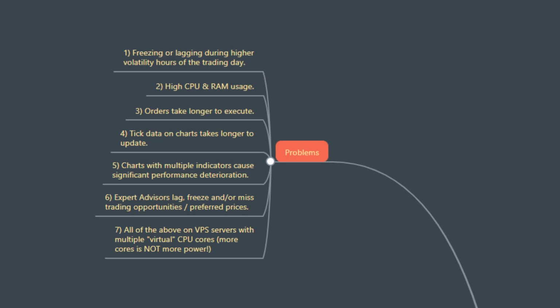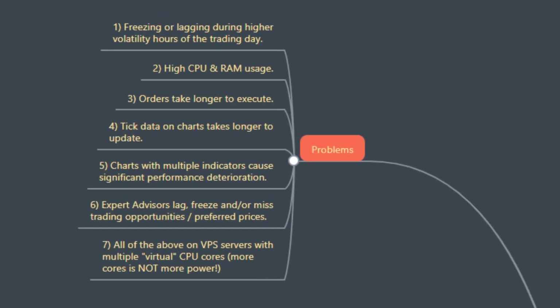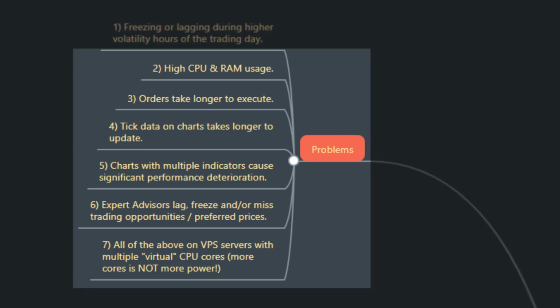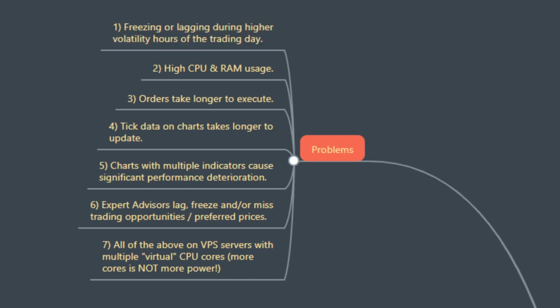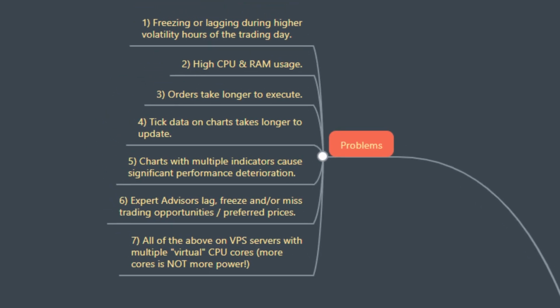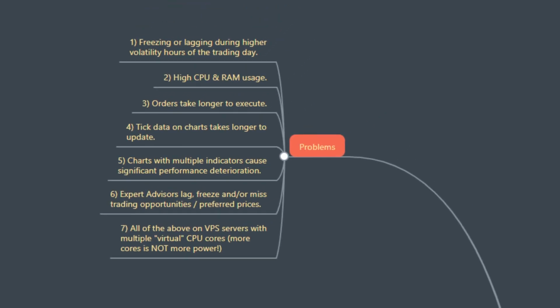So freezing or lagging behavior during higher volatility hours of the day is one problem that's been reported on occasion. High CPU and RAM usage by MetaTrader is another one. Then orders can take longer to execute when MetaTrader is behaving in this way, or the symptoms being experienced by it are causing it to behave this way. Tick data on charts, as I mentioned, takes longer to update as well, particularly during higher volatility hours, if the system is under strain like that, but generally can happen too if the system is under strain due to misconfiguration or improper use of resources available to the VPS.